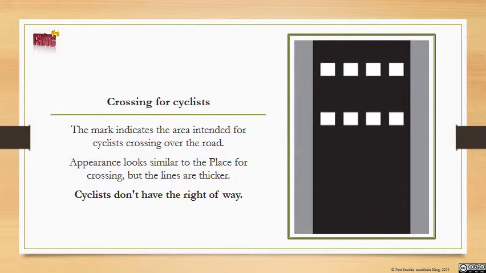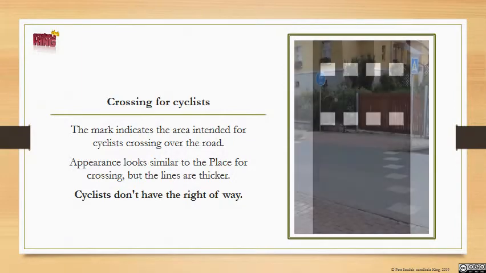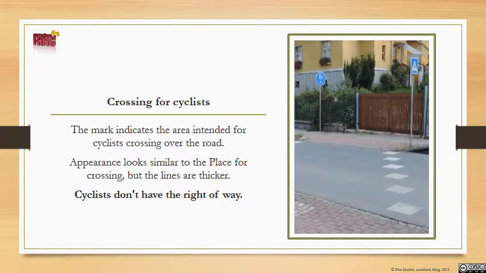A crossing for cyclists indicates the area intended for cyclists crossing over the road. Appearance looks similar to the place for crossing, but the lines are thicker. Cyclists don't have the right-of-way.